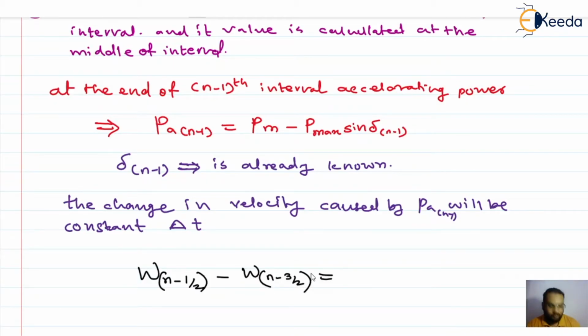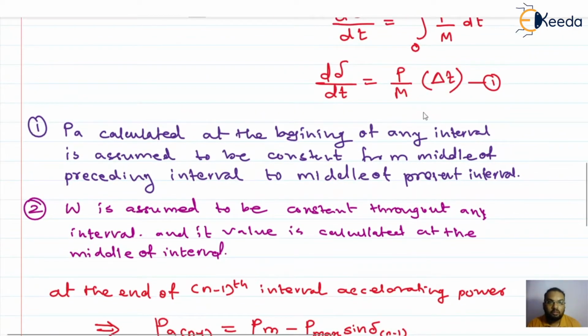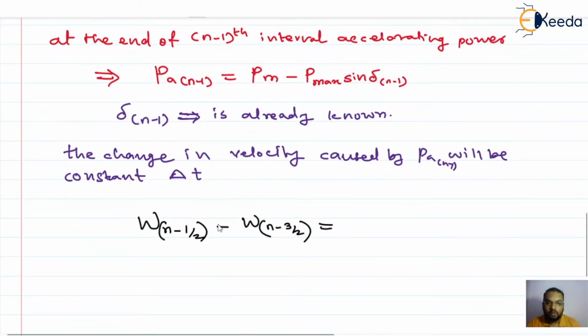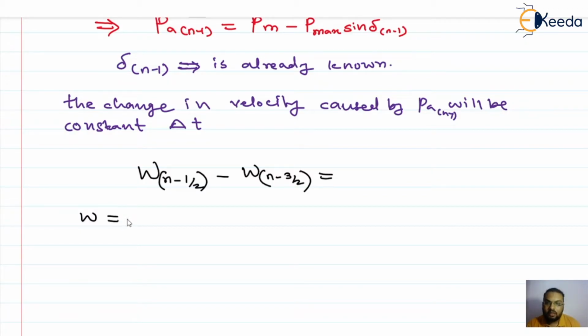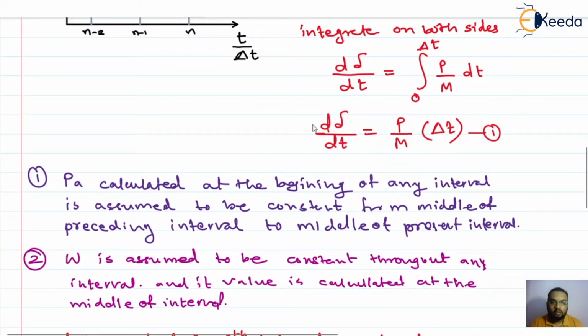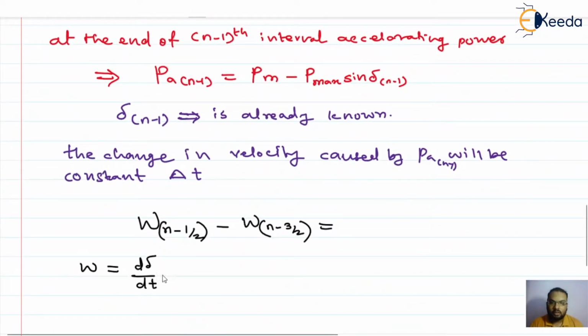Now what will be the value of this? Recall equation number 1. Here we have got that d delta by dt is equal to Pm by M into delta t. Again you see that this angular velocity is nothing but the change of rotor angle with respect to time. So if we look at equation number 1, this is nothing but Pm into delta t by M.